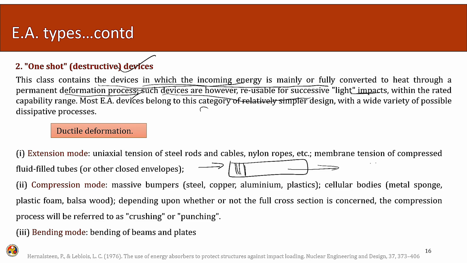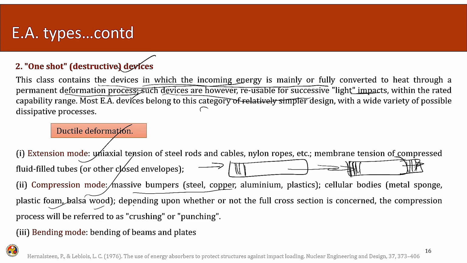The impact occurs and there is a crushing of the faces. Either the uniaxial crushing will occur, or sometimes they are taut also, and there the uniaxial tension occurs. So, either there will be an extension mode or a compression mode, like the massive bumpers made of steel, copper, aluminum and different metals or even different plastics, cellular bodies like metal sponge, plastic foam, balsa wood.